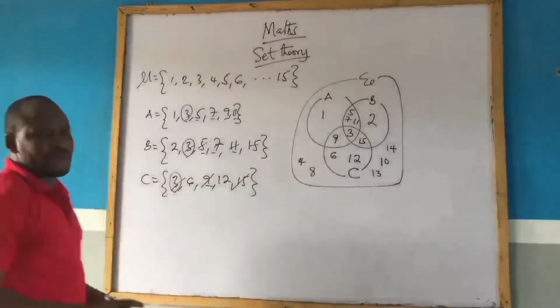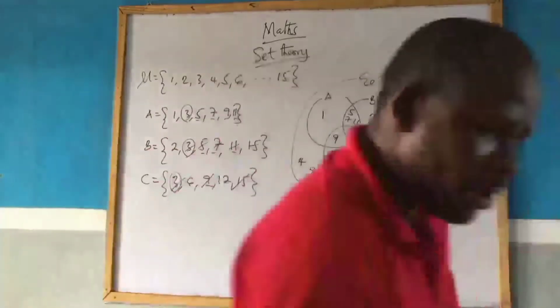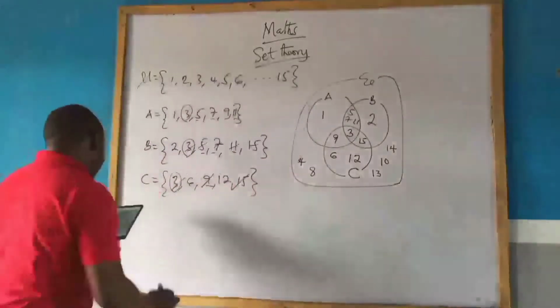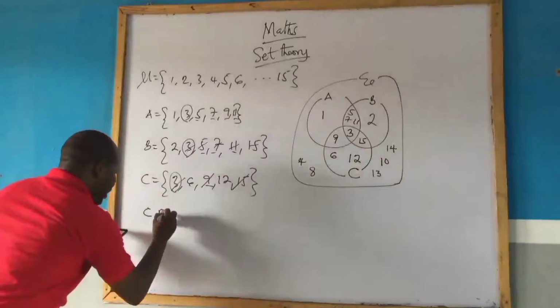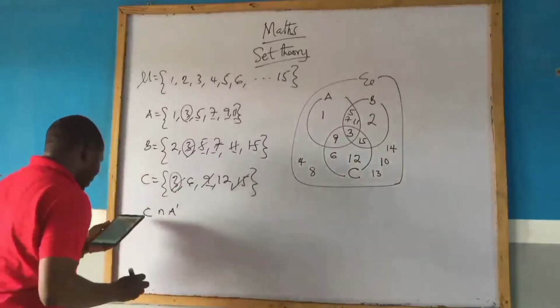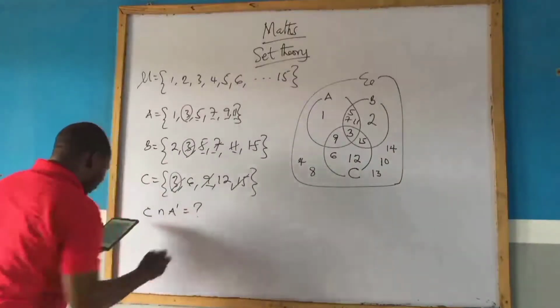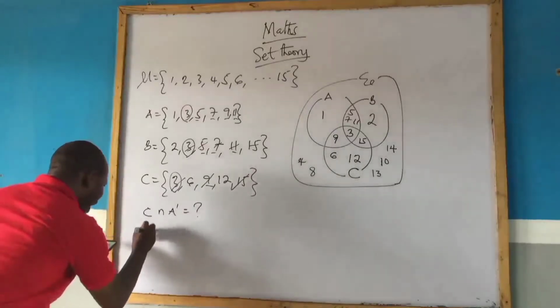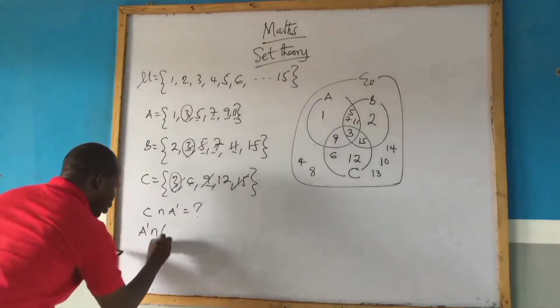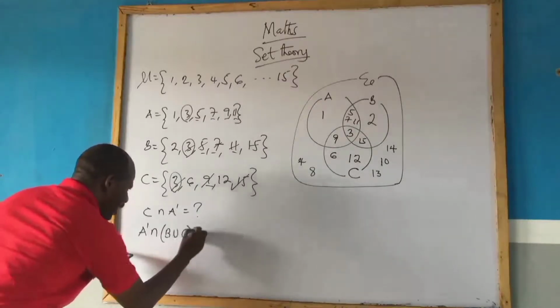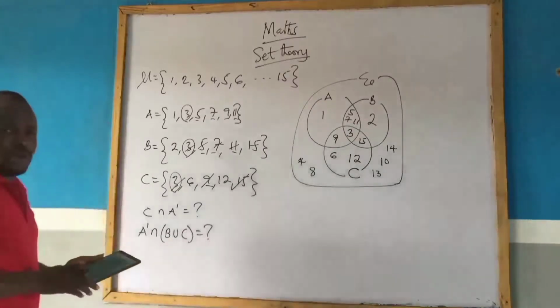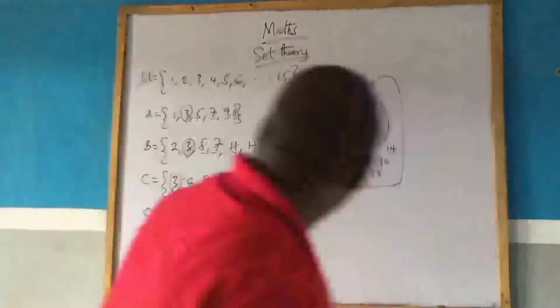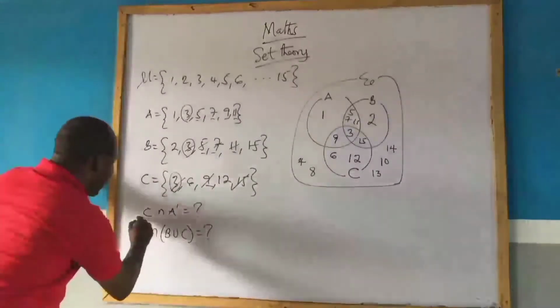Now the next question says we should find C intersection A complement. This is a question for us to do. And another question says we should find A complement intersection B union C. This is another question for us. So how do we tackle this question? I'll pick the first one.